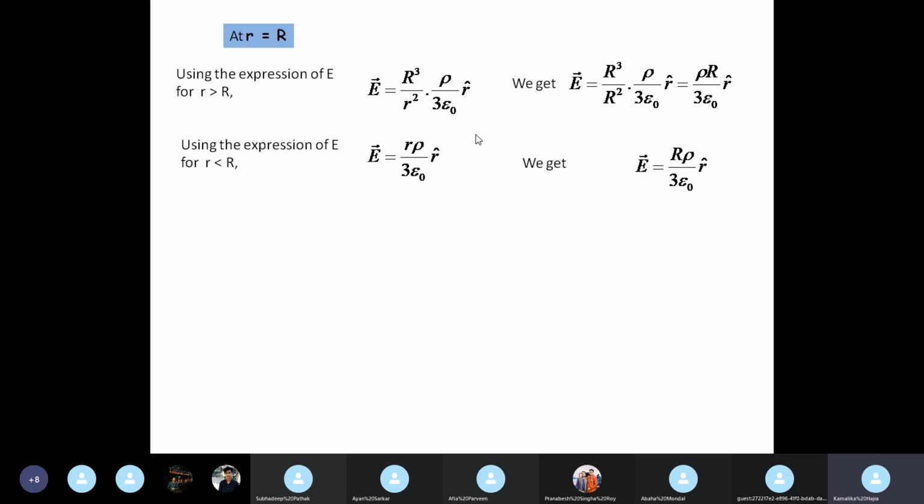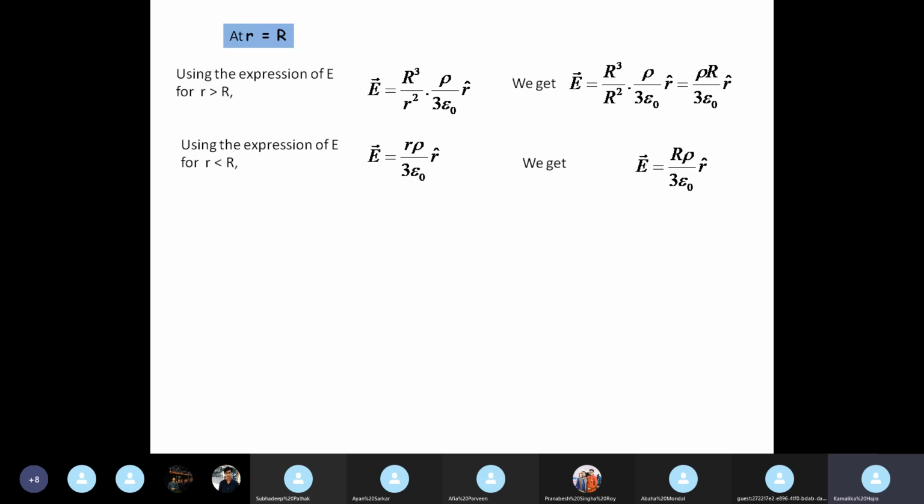So whichever expression of E you use, whether for r greater than capital R or for r less than capital R, when you put small r equal to capital R, you get the same value, rho R by 3 epsilon naught r cap. So at the surface, the electric field has the magnitude rho capital R by 3 epsilon naught, which is a constant obviously, because for a given sphere capital R is a constant and rho is a constant.